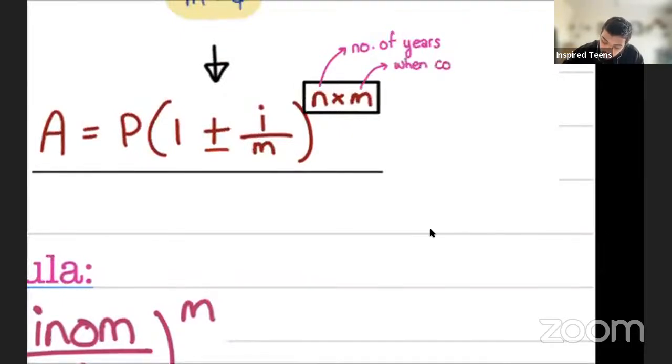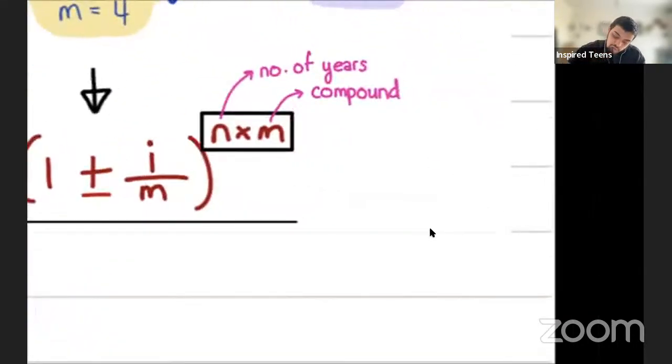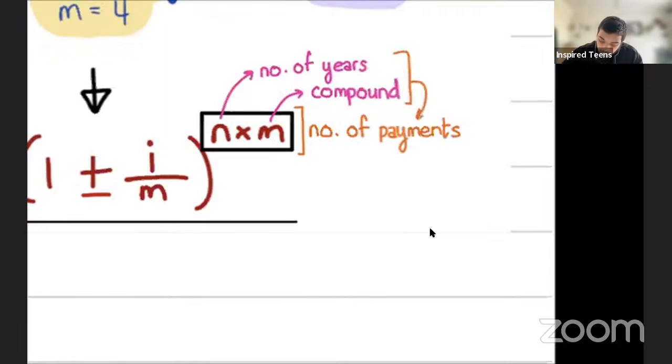I'm just going to put compounded. How often is it compounded? And together, n times M gives us the number of payments. Essentially, M gives us the number of payments per year.